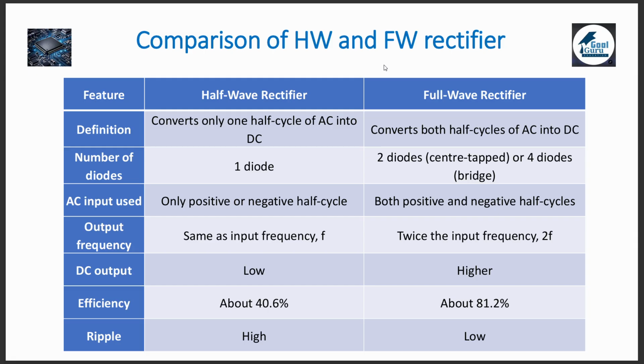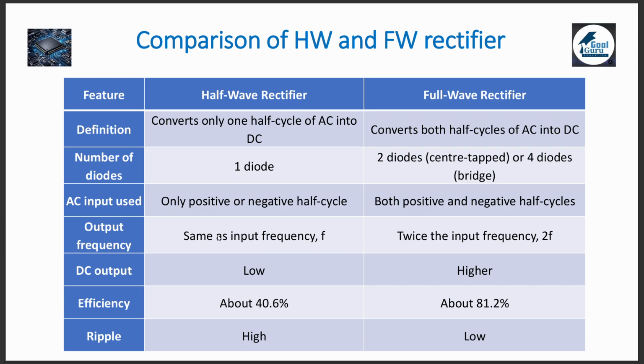Let us compare half wave and full wave rectifier. Definition: a half wave rectifier converts only one half of the AC into DC, whereas a full wave rectifier converts both half cycles of AC into DC. Number of diodes used: only one diode. In full wave rectifier, it may be two diodes for center tapped or four diodes for bridge. AC input: in half wave only the positive or negative half is used, as we have seen. Here both positive and negative half cycles of the AC input are used.